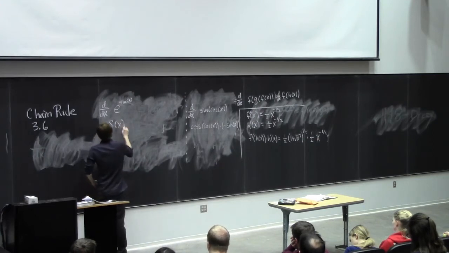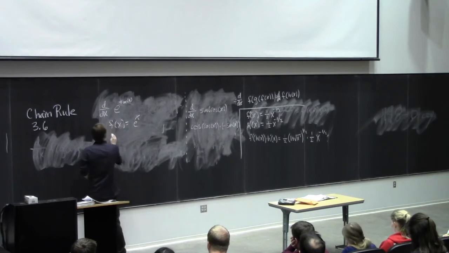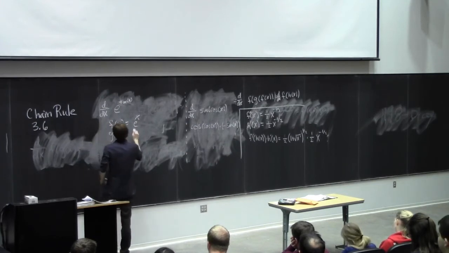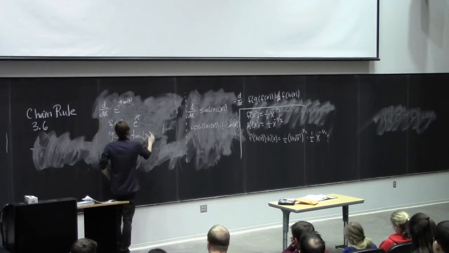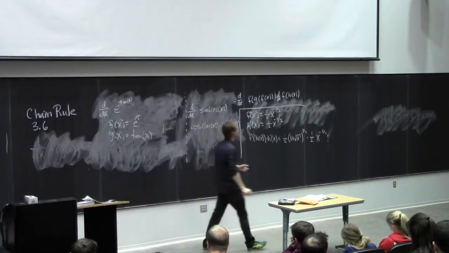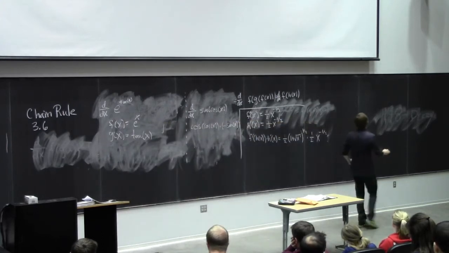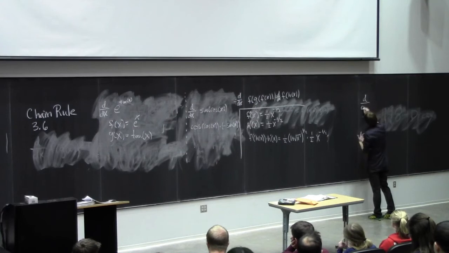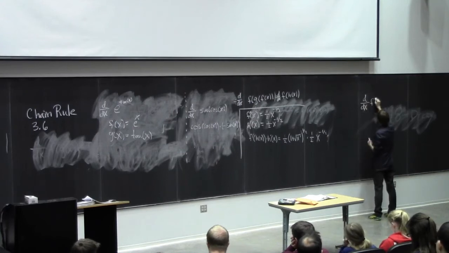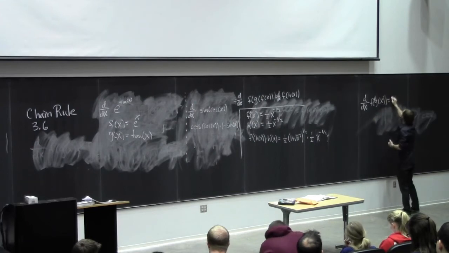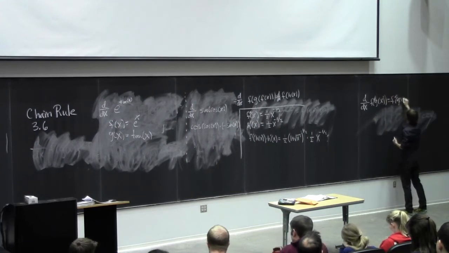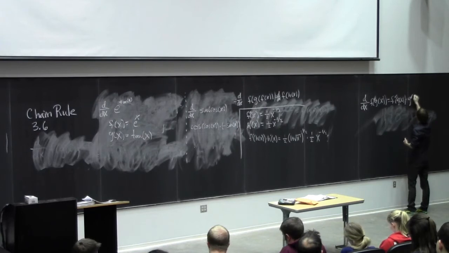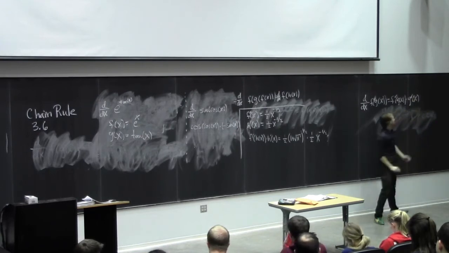Here, f of x is equal to e to the x, and g of x is equal to tangent of x. And if we recall the chain rule, which I'm going to write up over here again, equals f prime of g of x times g prime of x.